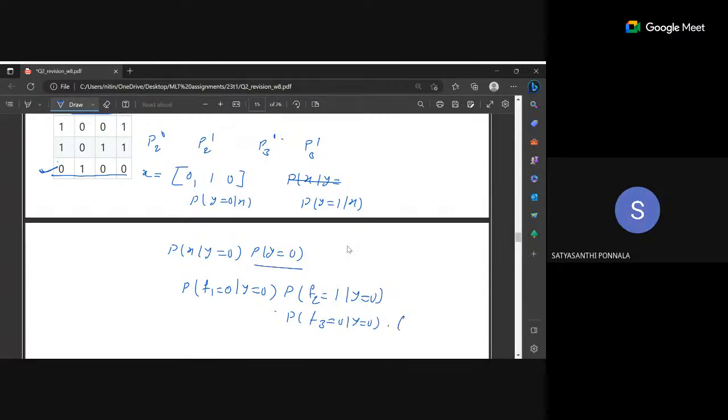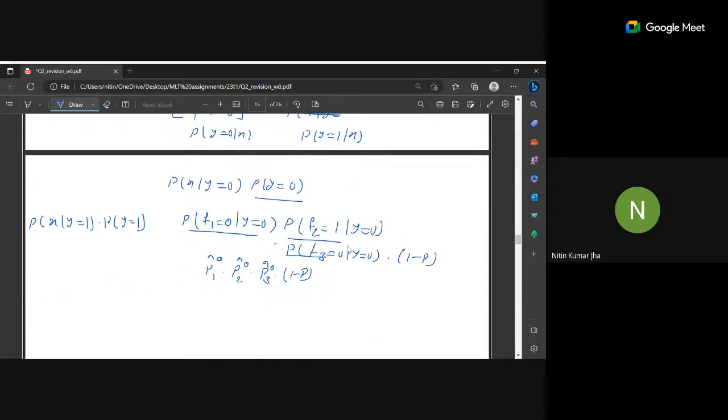This is 1 minus p, and I have already estimated it. This is how I denote these: p1 given y=0, p2 given y=0, p3 given y=0. All these values I have estimated. Similarly, I can find P(x given y=1) as well, and P(y=1). Then I just compare those values, and whichever is larger, I assign the example to that label.